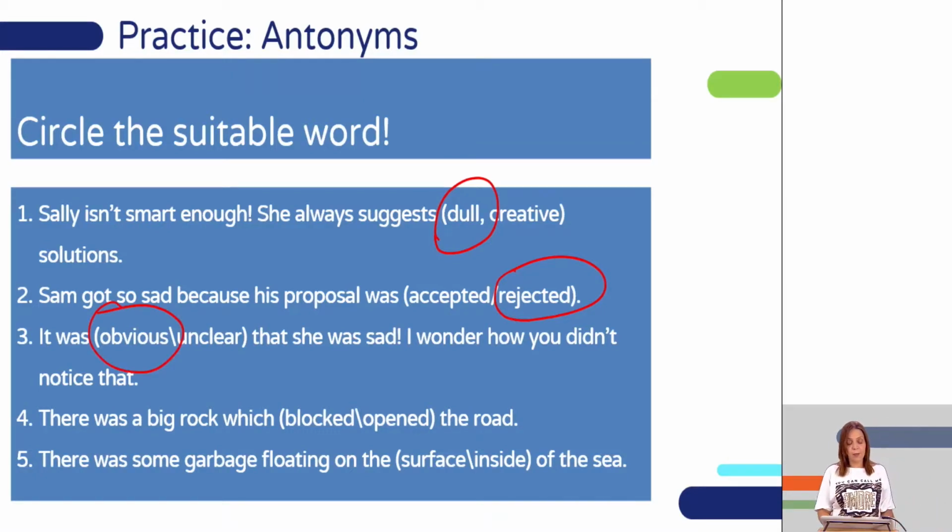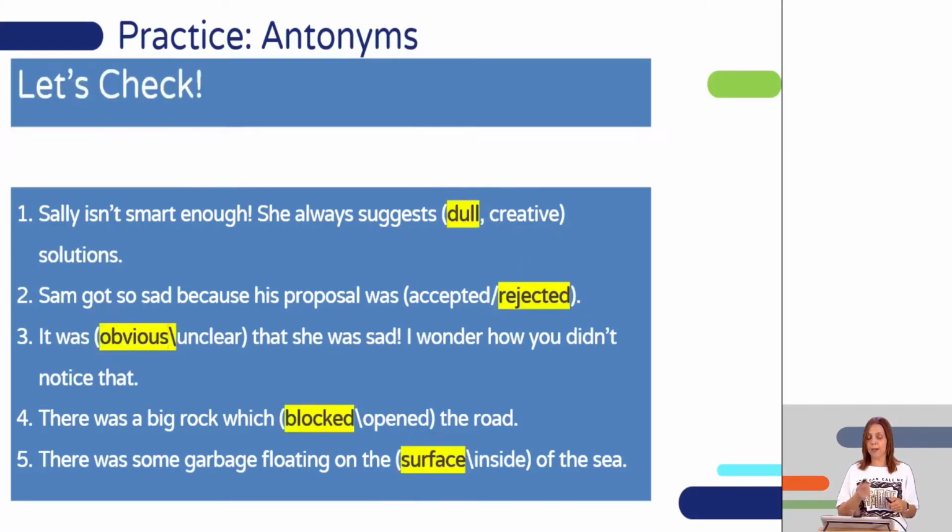The fourth sentence: there was a big rock. We have a rock, a big rock. And what did this rock do? It blocked the road. It didn't open it. It made the movement hard or impossible. So it is here blocked. And one last sentence: there was some garbage floating. So usually we float on the surface or inside the sea. Sure, we float on the surface. So here we have on the surface. Let's check if we are right.